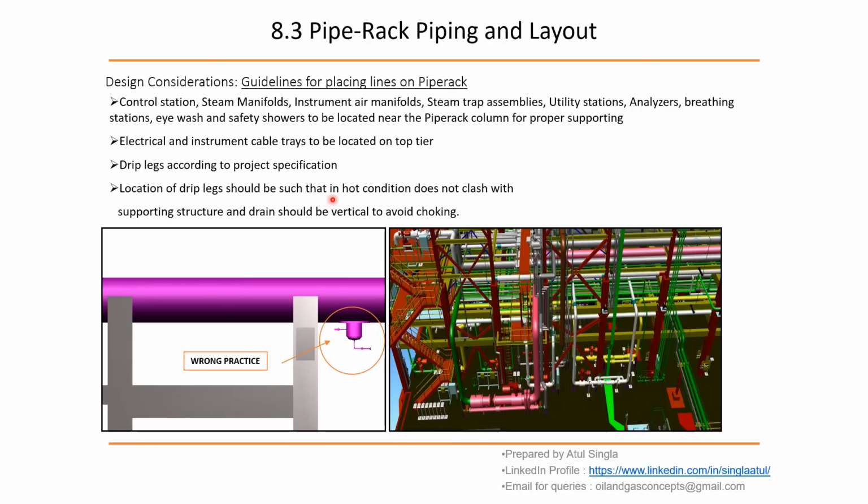Location of drip legs should be such that in hot condition they do not clash with the supporting beam. They should not clash with the beam, and the drain should be vertical to avoid choking.